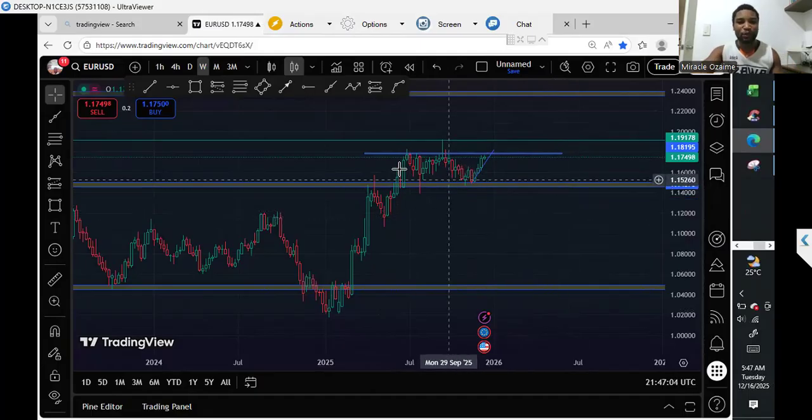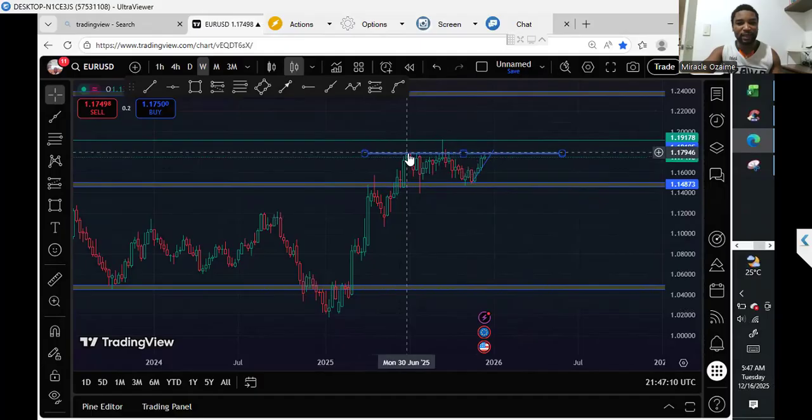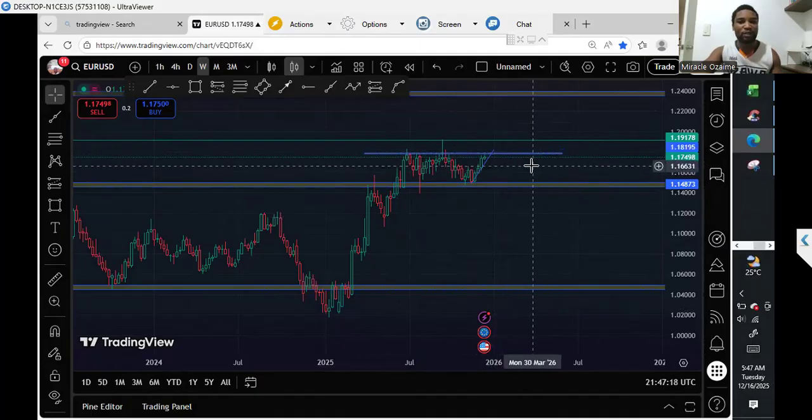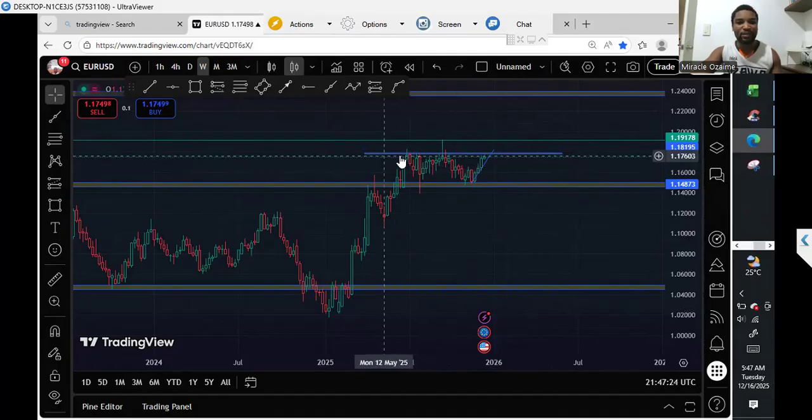But this is quite a resistance level, which I am worried about because look, the market rejected here once, twice, thrice. This is the third time that the market is rejecting around this area. So we have to put that into consideration. That is why I'm saying for Euro USD for this week, it's better to stand aside. Why? Because there is a multiple rejection around this area.